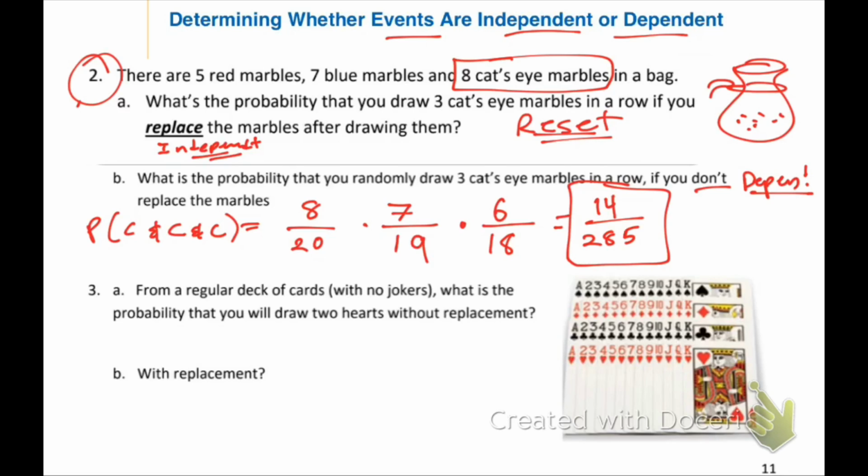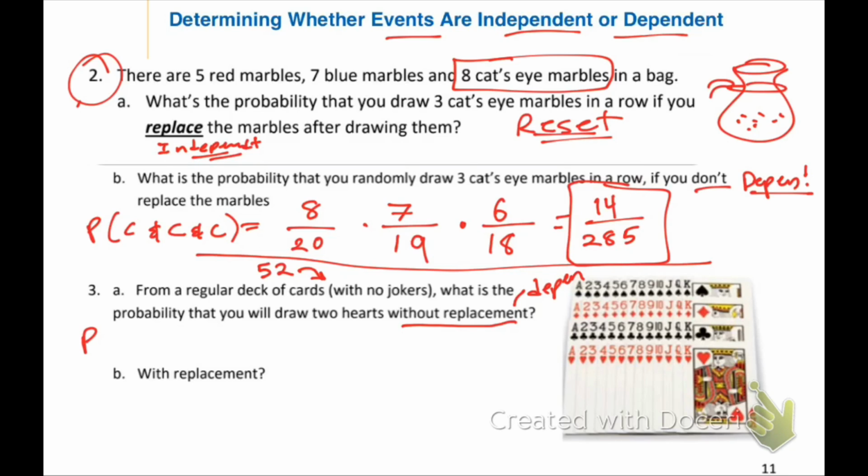Example 3, from a regular deck of cards with no jokers. If you don't know, it means there's 52 cards in the deck. What's the probability that you pull 2 hearts without replacement? Without replacement, there is no resetting. It will be dependent events because you're not replacing the cards.